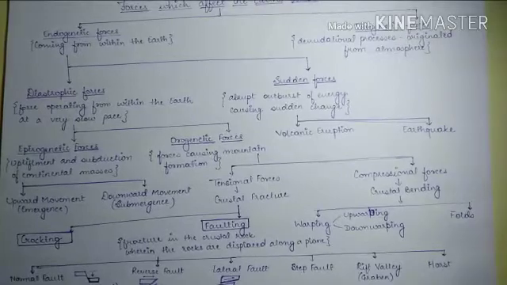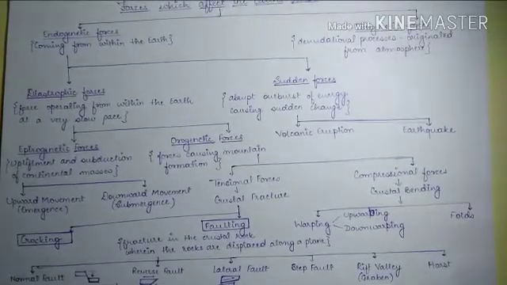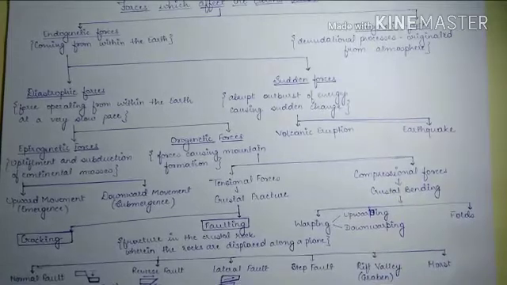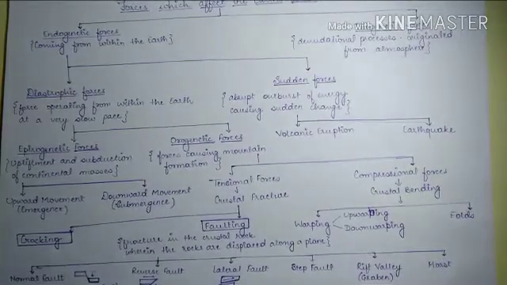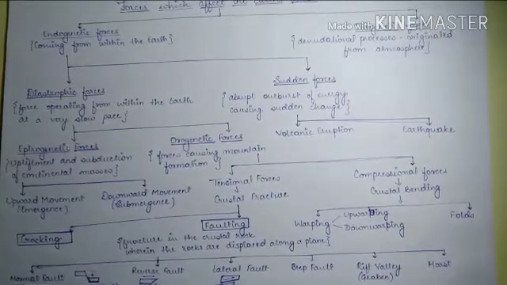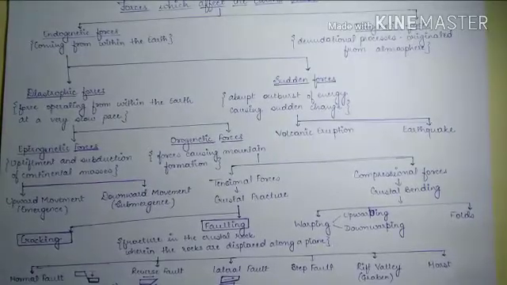And in orogenetic forces, orogenesis means formation of mountain. So these are the forces that cause the formation of mountain. In orogenetic forces, we have two types of forces, that is tensional force and compressional force. Tensional force causes crustal fracture in two ways. First is cracking and second is faulting.